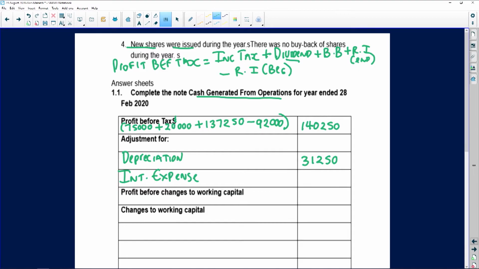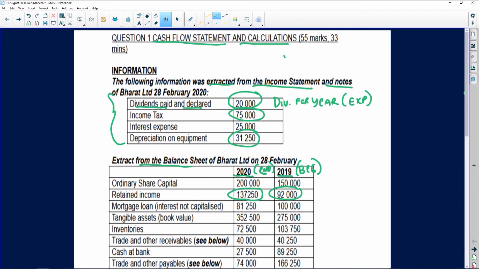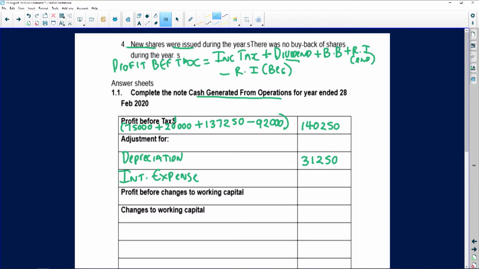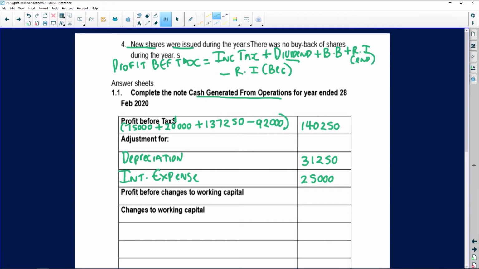And then I've got interest expense. So again, back to my income statement. And as you can see, interest expense is obviously given to you, an amount of 25,000. So again, let's take that through, 25,000. Now please remember guys, sometimes interest is not given to you, depreciation might not be given to you, and in that case, you'll have to calculate these amounts. Okay, right, so far, not so bad.